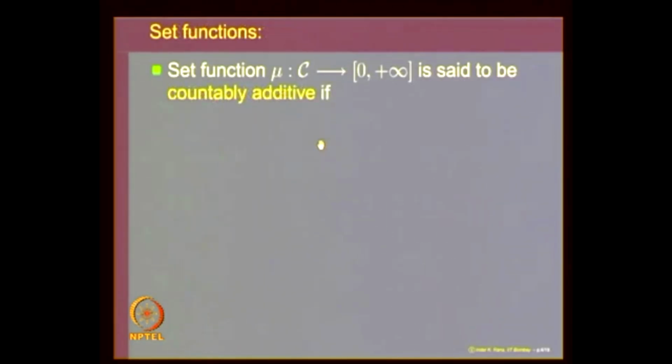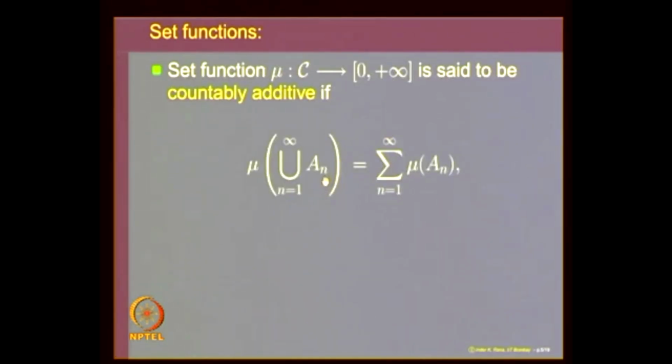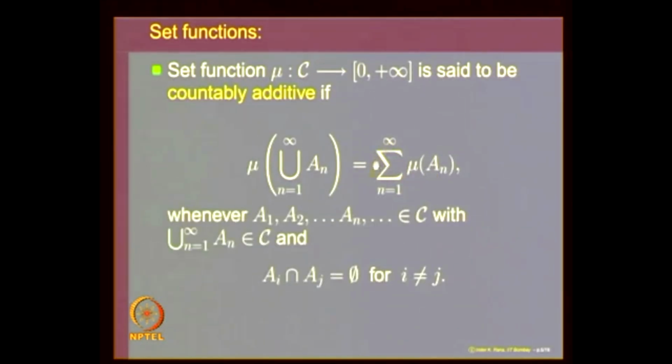We can extend a generalization of this definition. We will say mu is countably additive. So from finite we are going to countably additive if mu of the union of A_n, n from 1 to infinity, is equal to the summation of mu of A_n. Of course, whenever A1, A2, ..., An, ... is a sequence of sets in C such that their union is also an element of C and they are pairwise disjoint.